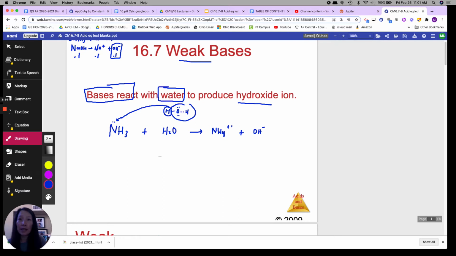Okay, so the Kb for this reaction is equal to the products, NH4 plus, times the other product, OH minus, over the reactant, NH3. And we don't include water because it's a liquid. The concentration does not change. So as you notice, the product always has one more positive than the original, okay? And you always have OH minus with it, and then the reactant will be the original, okay?